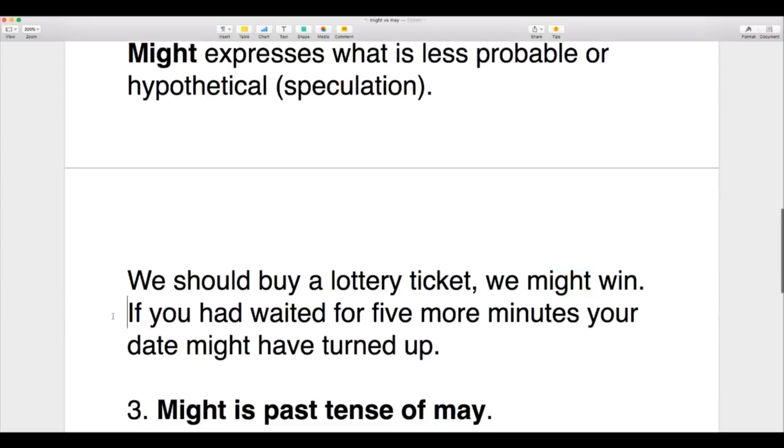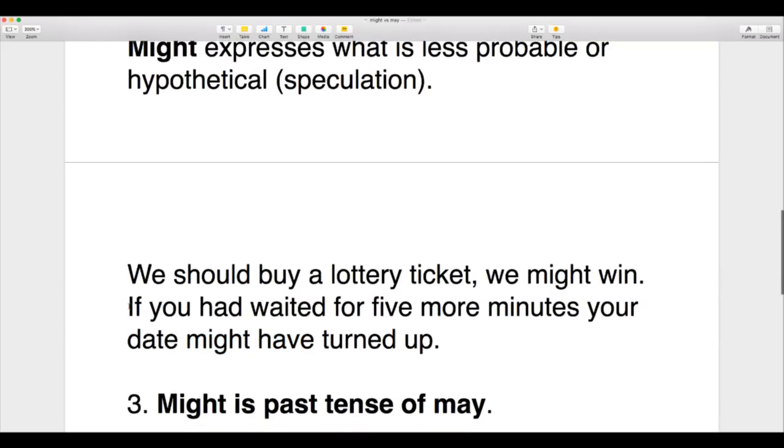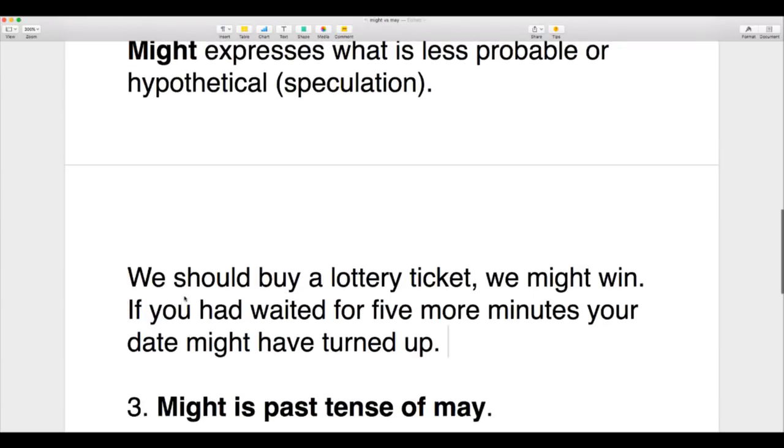And here I'm referring to someone who's turned up to a date and the date didn't turn up. So the person they were meant to have a date with didn't arrive. And they waited and waited and they still didn't arrive. And so I say to them, if you had waited for 5 more minutes, your date might have turned up. It's unlikely, but they might have turned up. So in a hypothetical situation, if you had waited for 5 more minutes, your date might have turned up.